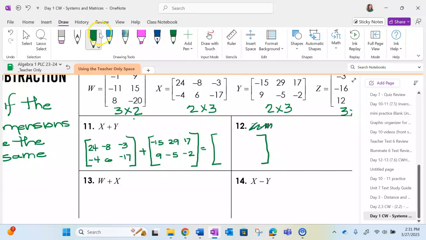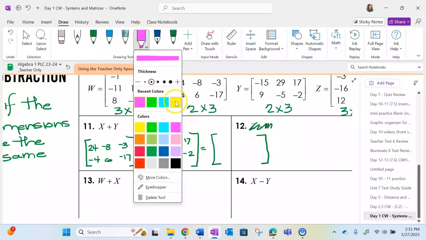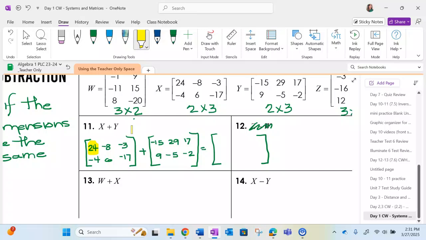Okay, all right, so very simply, we are adding. So we are adding 24 plus -15. 24 plus -15 is 9. Okay? We're going to keep going. -8 plus, it's going to change colors, 29. Add those together and you get 21. Then we're going to do -3 plus 17, which is 14.